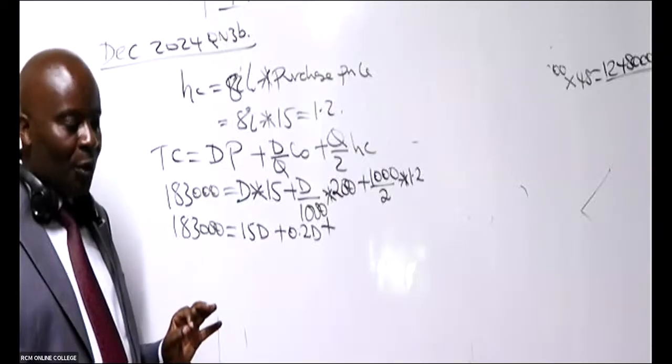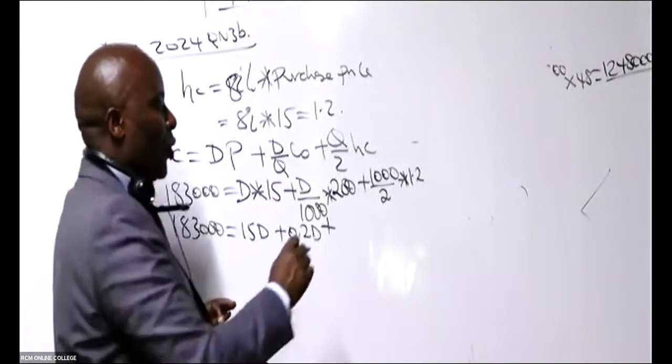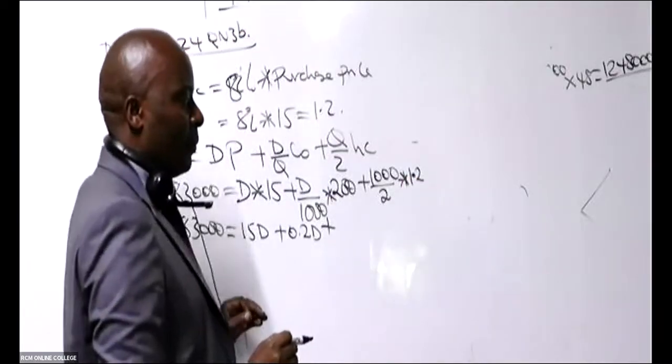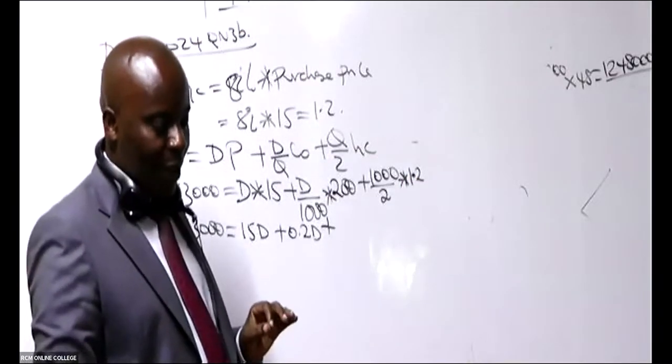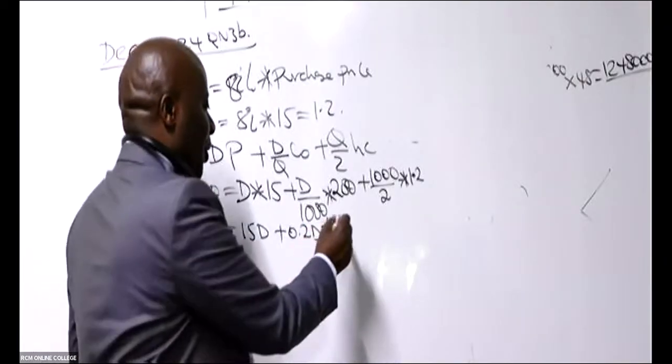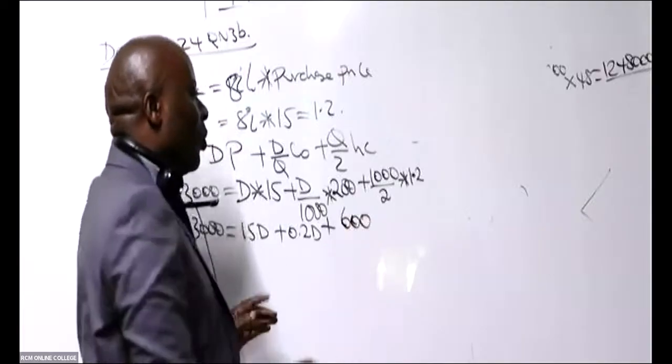1,000 divided by 2 times, in this case here, 1.2. What are we going to get at the end of the day? Tina gives me 600 bob. Is that okay? Tina gives me 600 bob. So from there, what do we do?